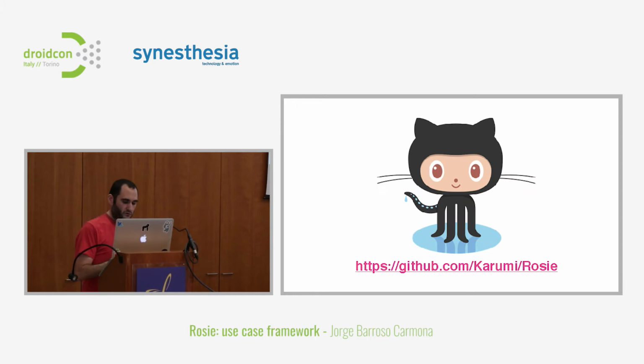And we launched Rosie. If you go to the Karumi GitHub repository, you can access Rosie. A lot of people are using it inside and outside the company, but a lot of people are using it to learn clean architecture. How many people here know what clean architecture is? More or less everybody. Well, I am not going in deep, but I'm going to give some clues, because I'm not going to finish the presentation in time.